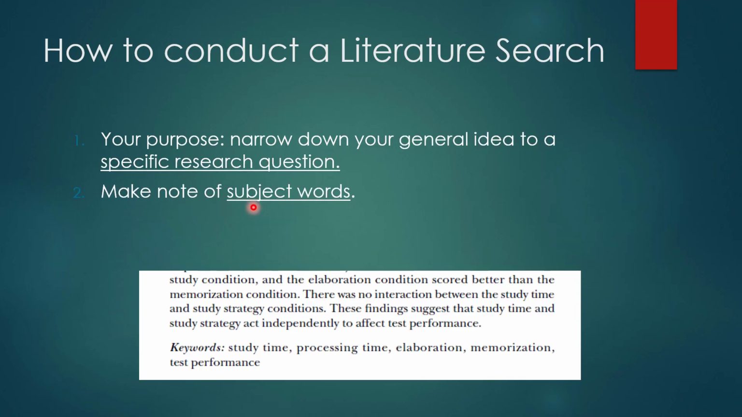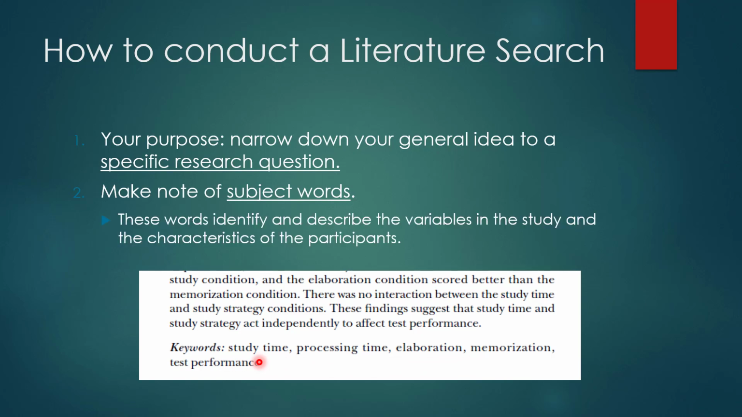So as you're doing your literature search, you want to make note of the subject words or keywords. And so this is just an example here of an abstract. I couldn't fit the whole thing, but here you see at the bottom of the abstract, it lists the keywords that if you search these words up, you're going to definitely find this article. So it's kind of important to note these keywords. These words are going to identify and describe the variables of the study and characteristics of the participants.